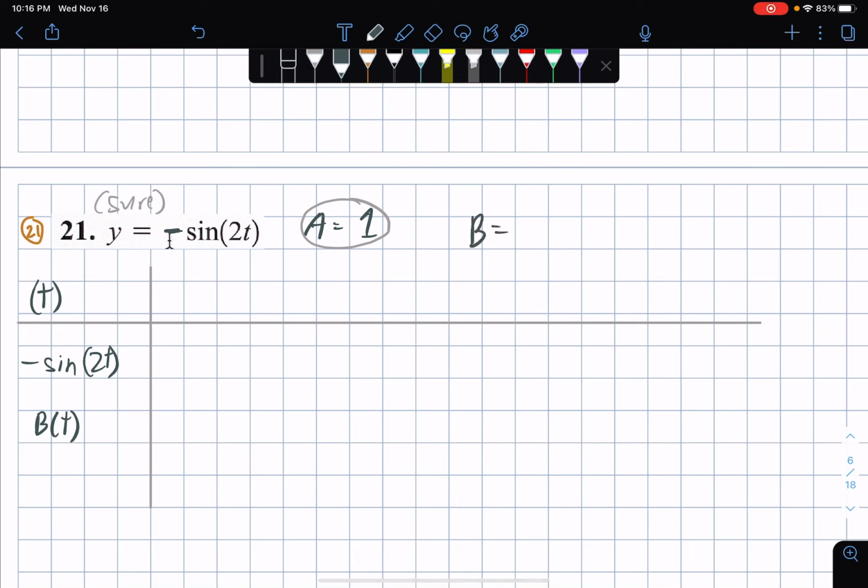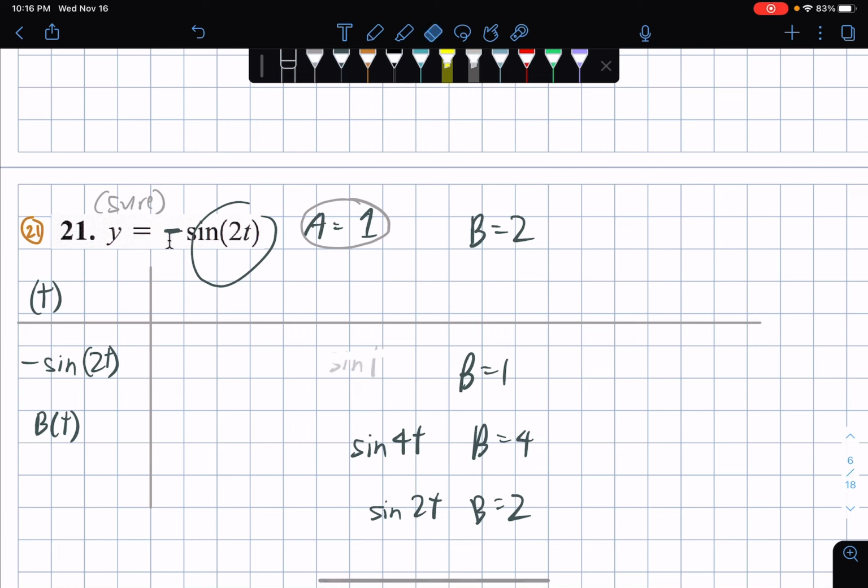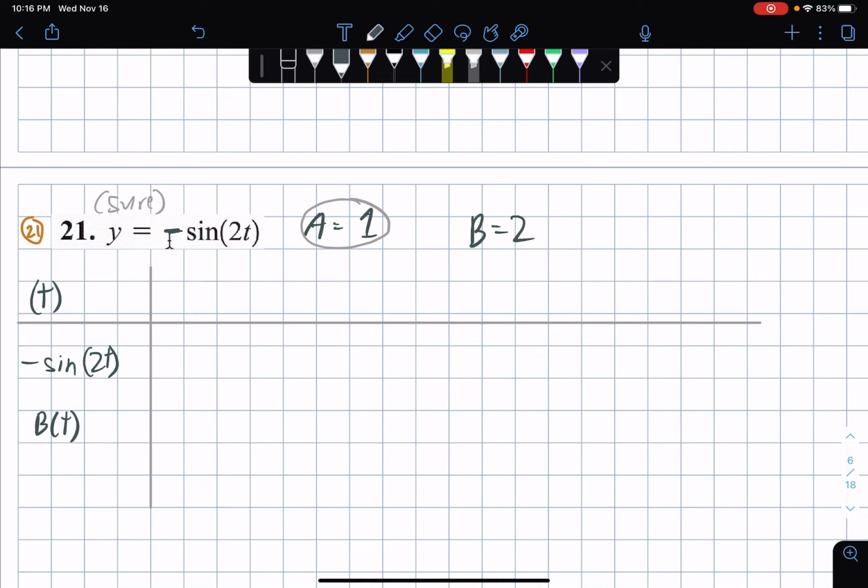So the b value this time is 2. It's not 1. If it's, for instance, sine t, then the b is 1. But if it's, for instance, sine 4t, the b is 4. If it's sine 2t, such as this one, that means the b is 2. If you get the pattern, it's going to be pretty useful if you note this. So yeah, the period is 2 pi over b. b is 2, so we have pi as our period.